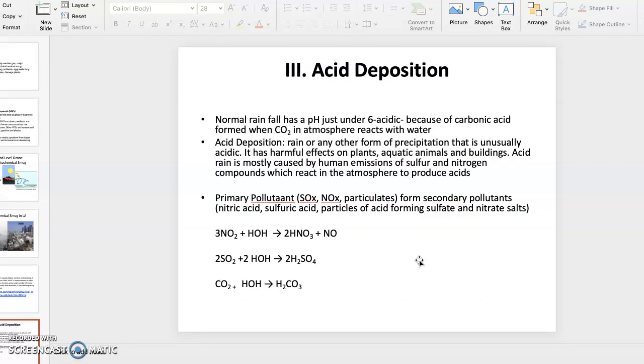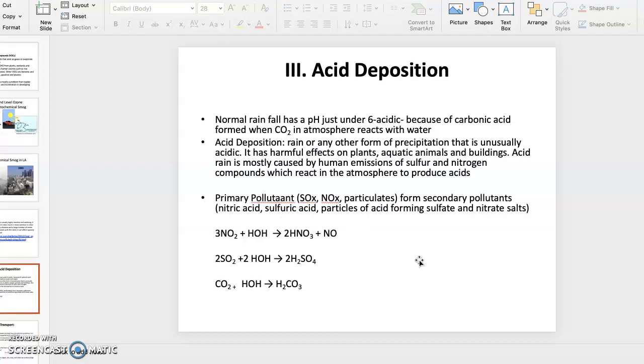And acid deposition. Rainfall has a pH of about 6, and acid deposition is going to be rain or any other form of precipitation that is acidic. Primary pollutants form secondary pollutants in acid deposition. So pause here and draw a pH scale to remind yourself. You're going to have to look that up.